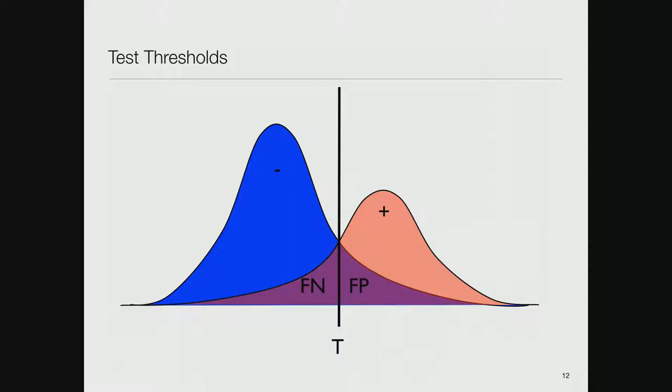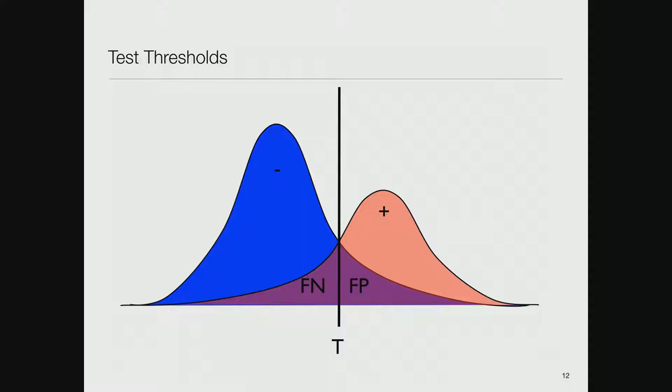So if you do a test on two populations of patients, the red ones are sick patients, the blue ones are not sick patients, you do some test, what you expect is that the result of that test will be some continuous number, and it'll be distributed something like the blue distribution for the well patients and something like the red distribution for the ill patients.